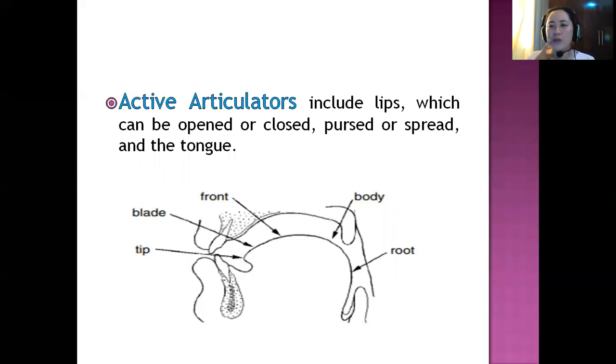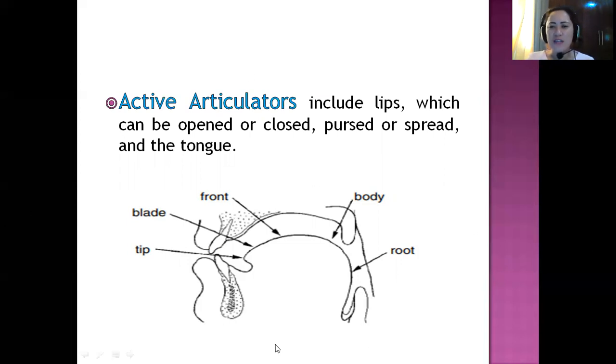So we have the upper lip and the lower lip. They can be closed or open. They can be pursed or spread. So that's our lips. They're always moving. And also our tongue. We have our tongue.